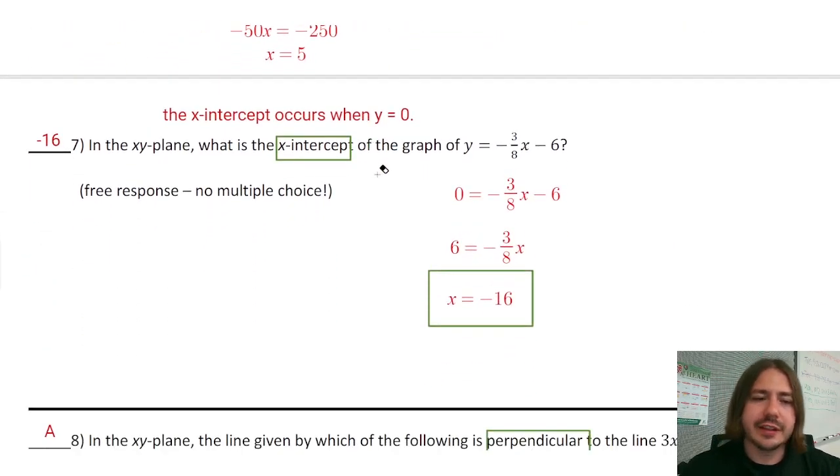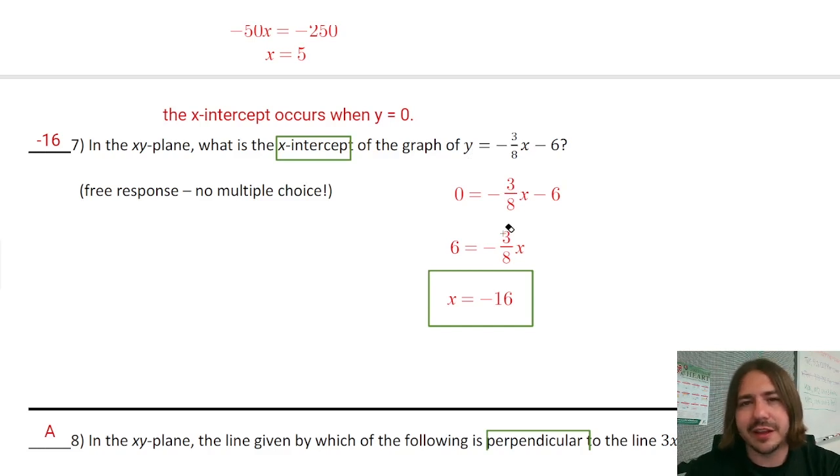For number 7, it says in the xy plane, what's the x-intercept of this equation? So usually, this equation's set up in slope-intercept form. So if it were to ask for the y-intercept, we could answer that way easier. It's just going to be whatever the constant is, in this case, negative 6. But it's asking for the x-intercept. And the x-intercept occurs where y equals 0. So to get the x-intercept, we need to change y to 0, or substitute 0 in for y, and then solve for x.